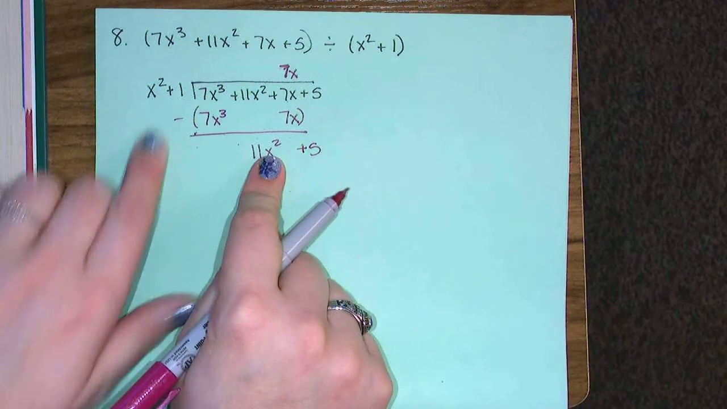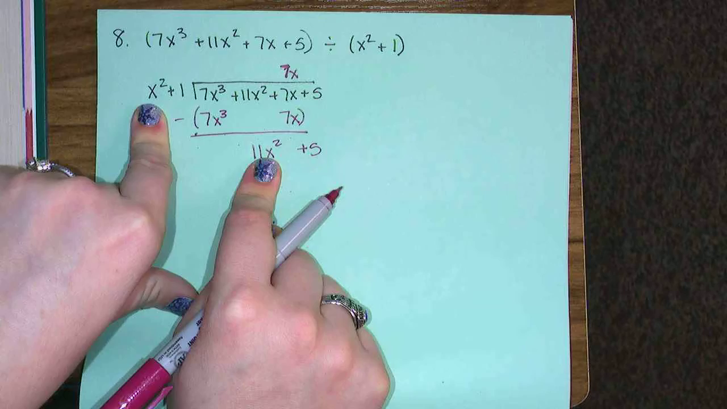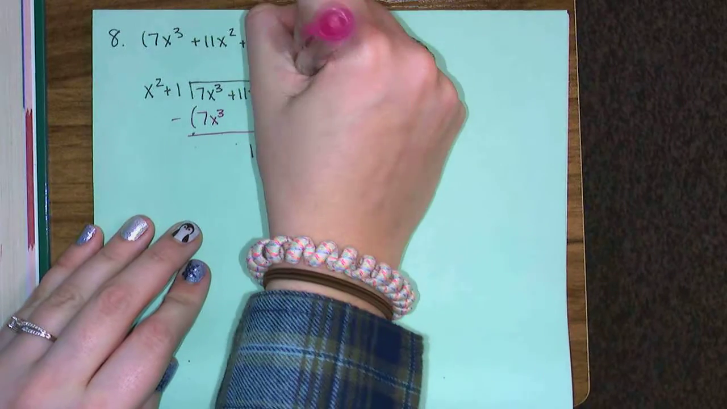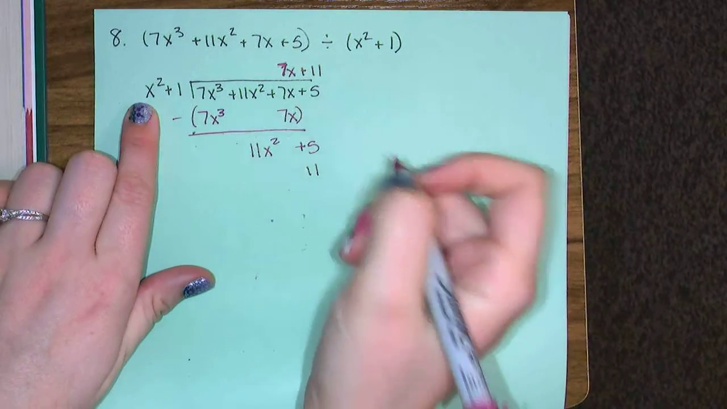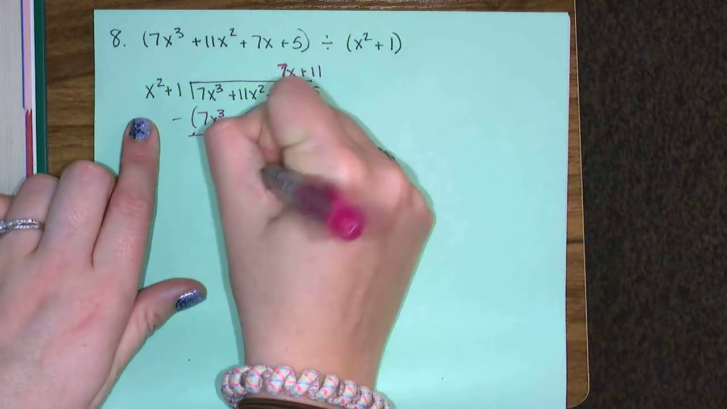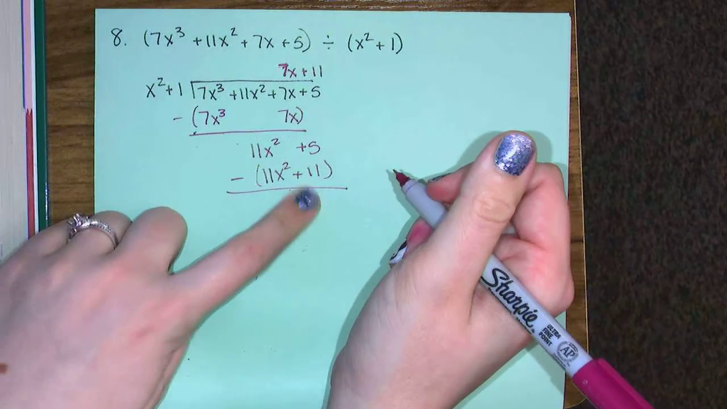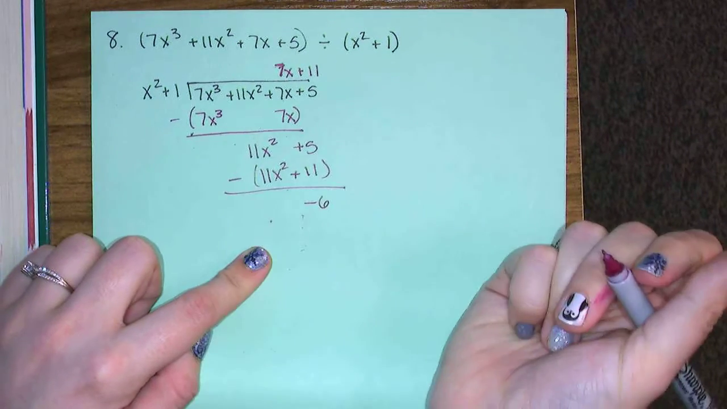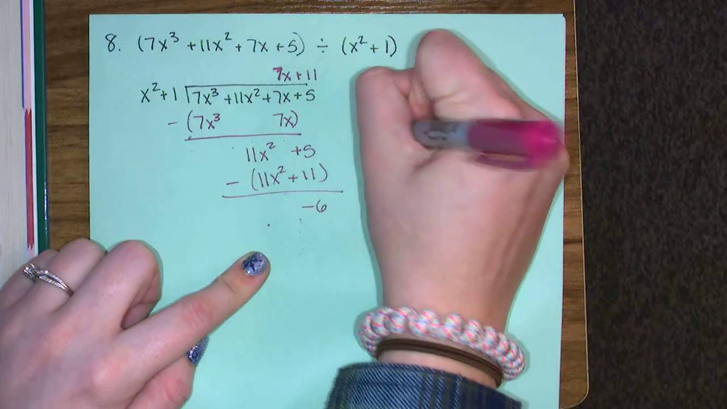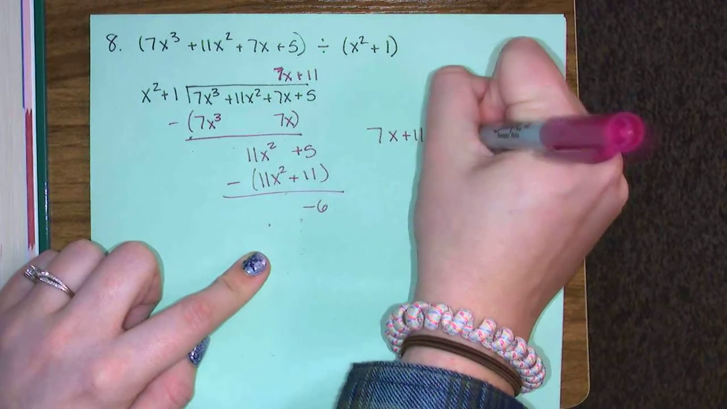Now, what do I need to multiply x squared by to get 11x squared? Just 11. So plus 11. 11 times 1 is 11. 11 times x squared is 11x squared. I'm subtracting that stuff. 5 minus 11 is negative 6. So my answer is 7x plus 11 minus 6 over x squared plus 1.